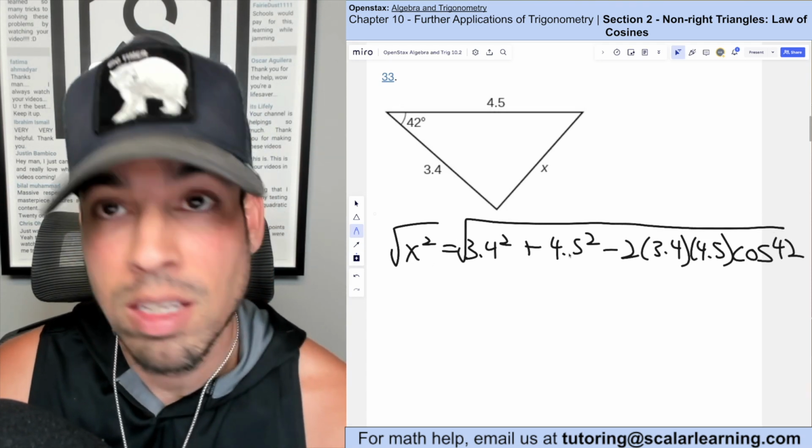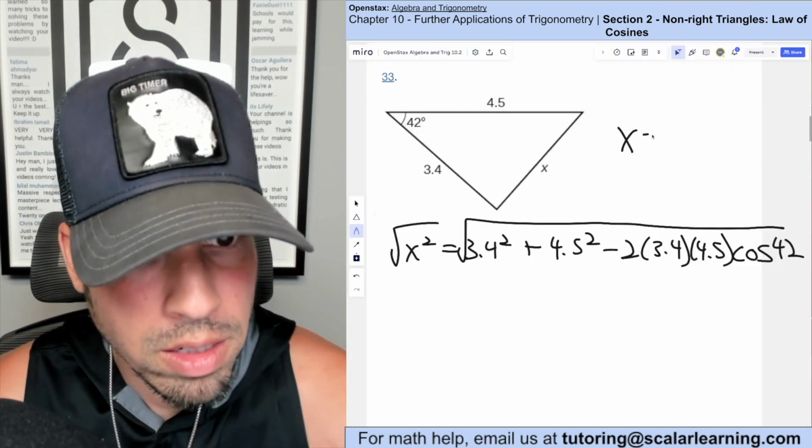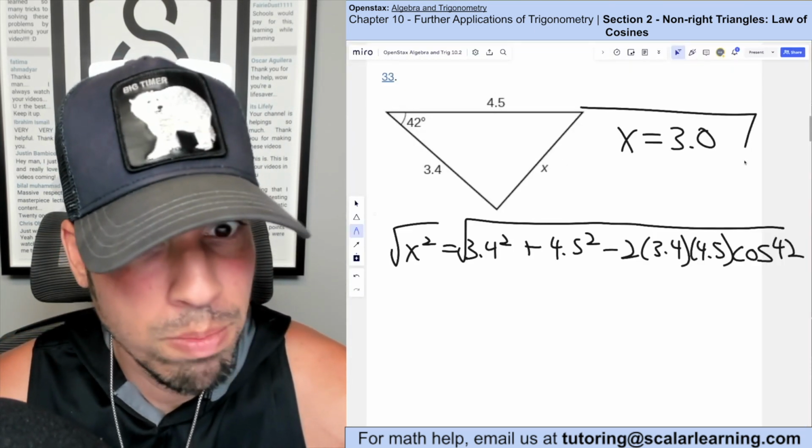That will give us x. Let's plug it into Desmos. And we get 3.0 rounded to the nearest tenth. So x equals 3.0, boom, done.